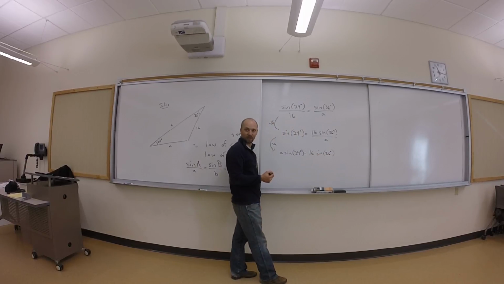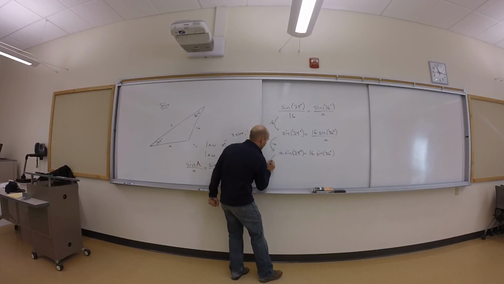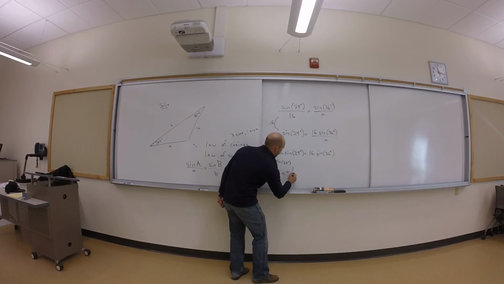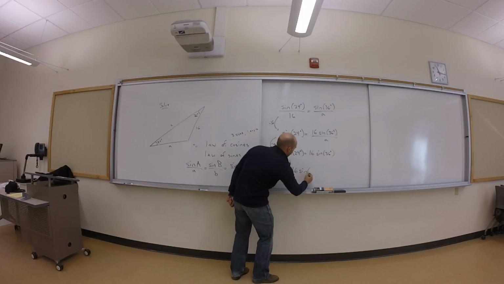With me on that? And then what? I want A by itself. Divide by what? Sine of 24. Nice. So we'll divide both sides by sine of 24 degrees. And we'll get A is 16 sine of 36 degrees divided by sine of 24 degrees.